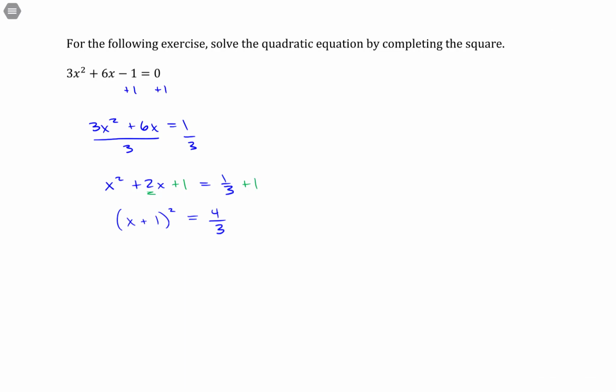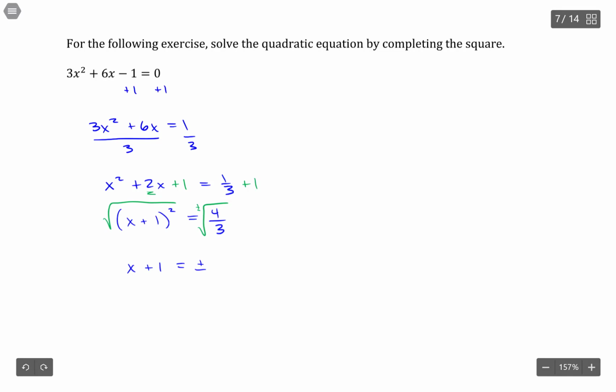Now, the next step in the process, since we have a perfect square on the left-hand side, is to remove that square. So we take the square root of both sides. But because we're taking the square root of a variable that's squared, we need to consider the positive or negative case. So x plus 1 is equal to plus or minus the square root of 4/3. And what's nice about a square root of a fraction is that you can just do the square root of the numerator and denominator separately. So if anything simplifies, go ahead and do that.